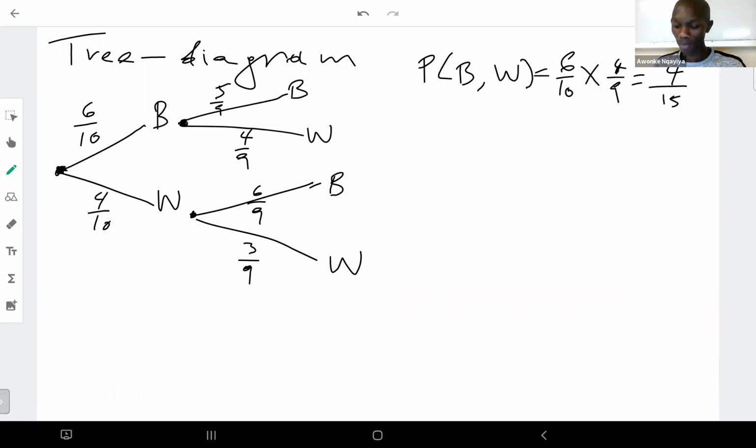Another question might be a question whereby they ask you, what is the probability that the first ball that you took was white and then followed by a black ball? White followed by a black ball. So that would mean the probability the first is white followed by a black ball. So what do you think will be the answer in this case?